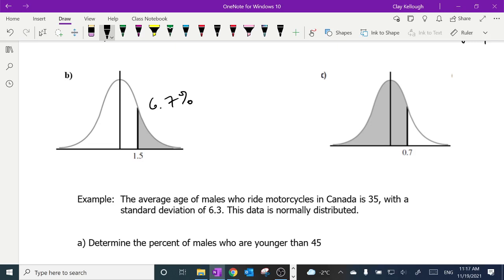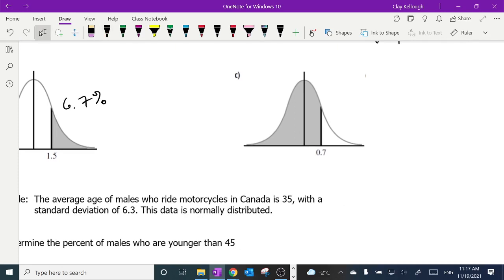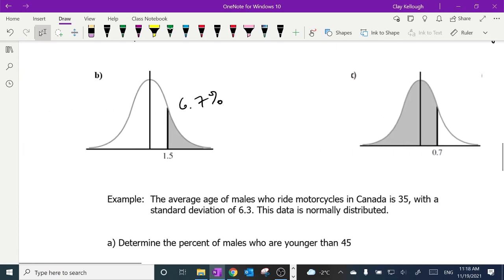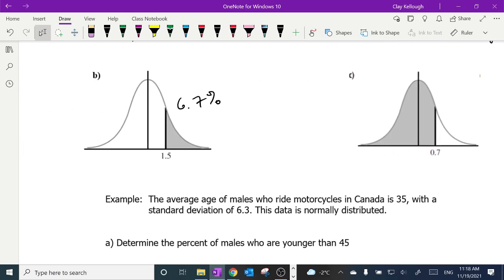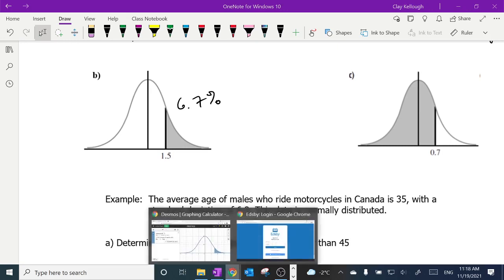Okay, we haven't actually done C yet. So whatever technology you're using, try it and see if you can figure out what percent this shaded region is. Okay? So whichever technology you're using, I'll give you a second. Can I redo B? Okay, so which technology would you like to see? Okay, so on to Desmos.